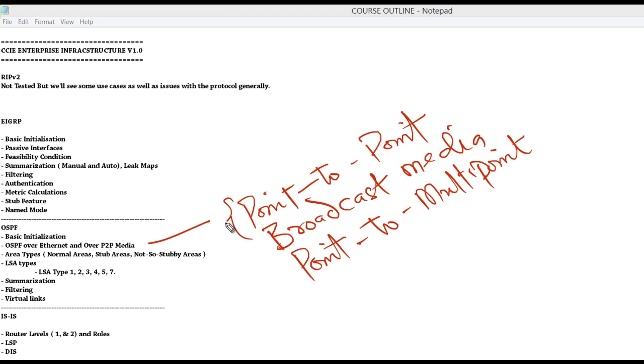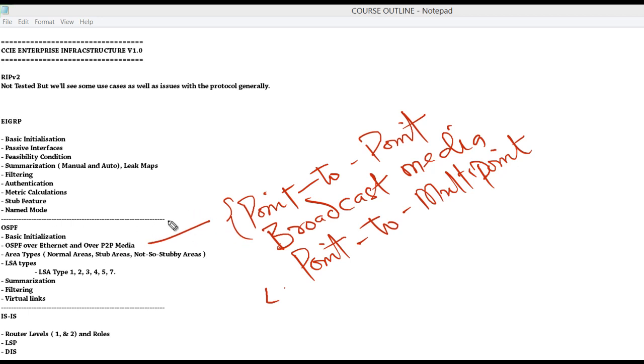When it comes to OSPF, we talk about the different types of areas that OSPF has. We have the normal areas, we have stub areas, we have the not-so-stubby areas. We'll talk about the different LSA types: LSA type 1, type 2, type 3, type 4, type 5. We'll talk about all of that and how the routes between OSPF are propagated.